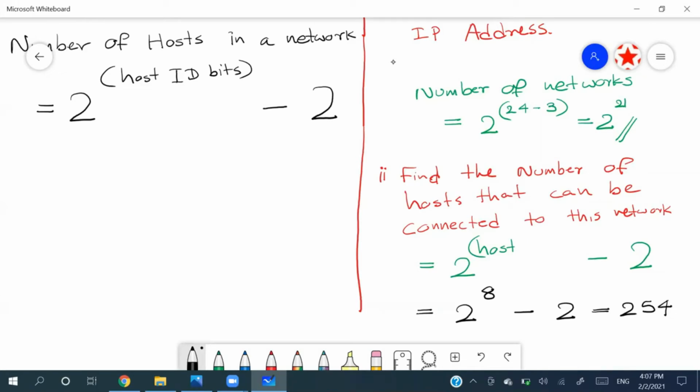Right. So we know from the IP address that is given to us, which is 192, and the CIDR is ending as /24. So /24 indicates there are 24 net ID bits. So if net ID bits are 24, host bits should be 32 minus 24.